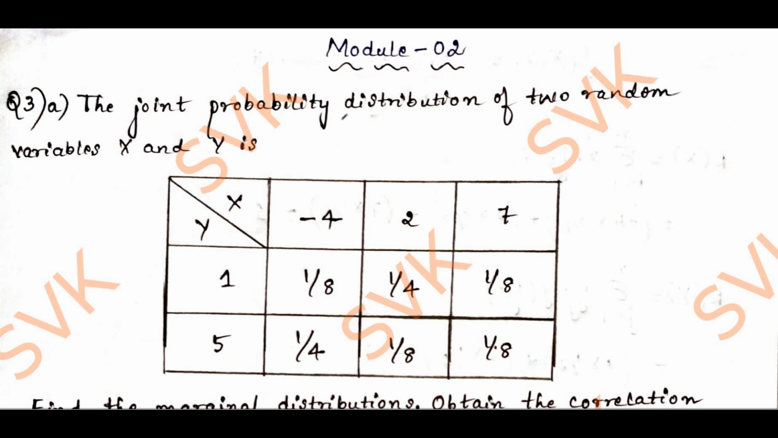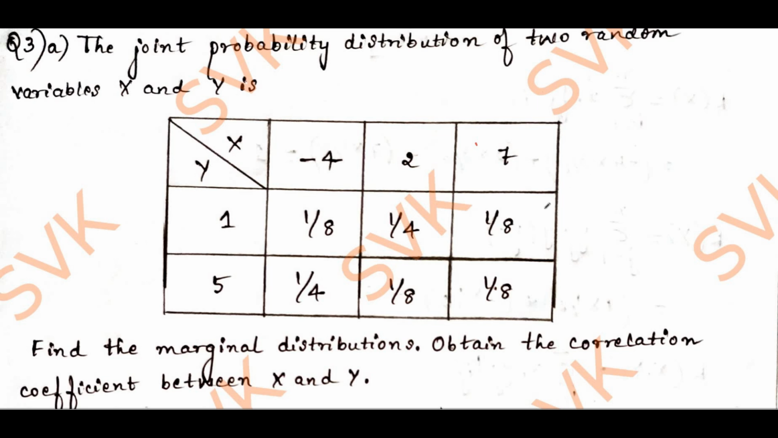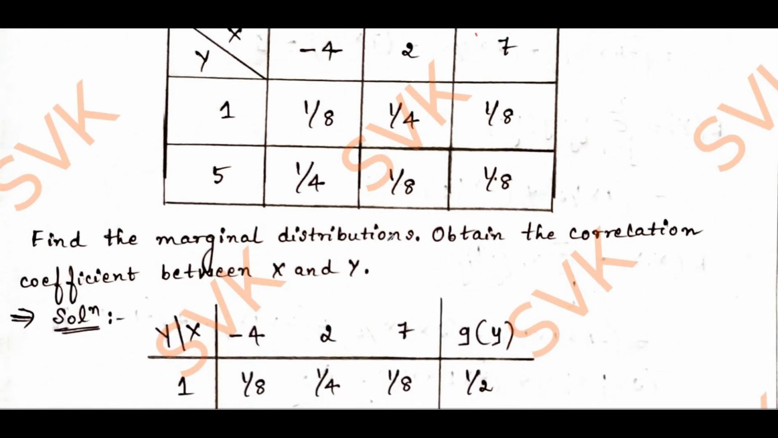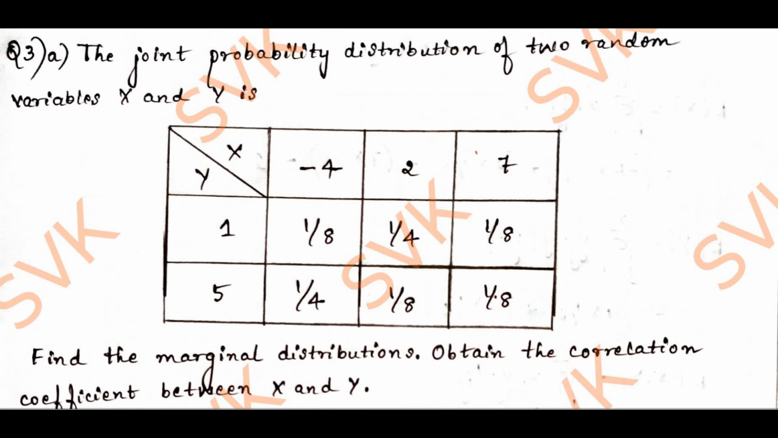So here you have question 3a. The joint probability distribution of two random variables x and y is given in the table they have provided. Using this table, find the marginal distribution and obtain the correlation coefficient between x and y. See, this problem is very important for you. It has been asked so many times, so you can go through this problem properly.